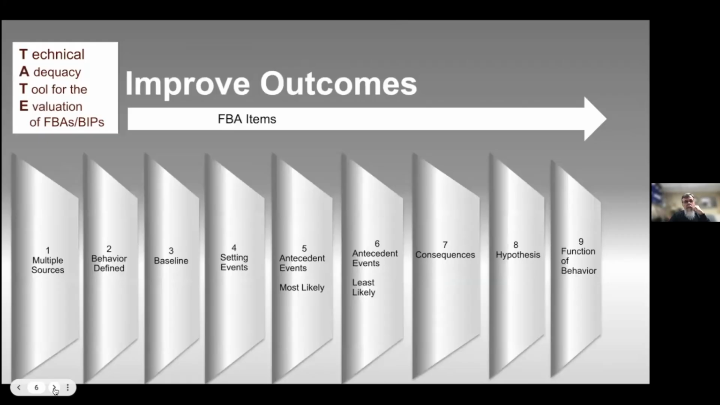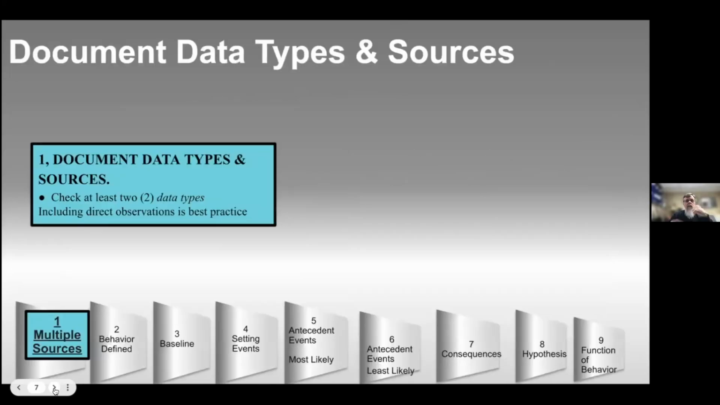So let's quickly look at, like I said, when we're looking at improved outcomes of the FBA, we use the technical adequacy tool for evaluation of FBAs and BIPs. And the very first thing that we want to look at, well, the first thing on the forms, of course, is the demographics, the top part that you fill out. It just has student's name, date of birth, social security number, and so forth and so on.